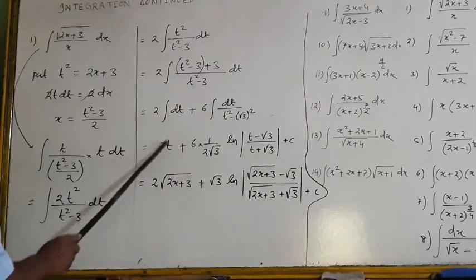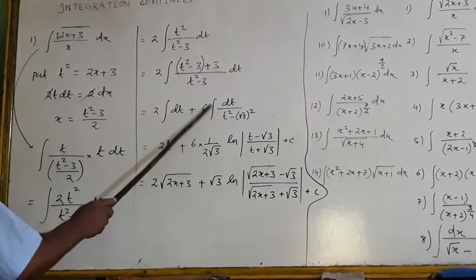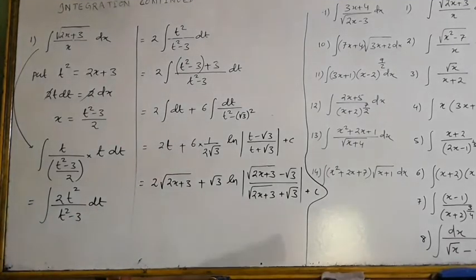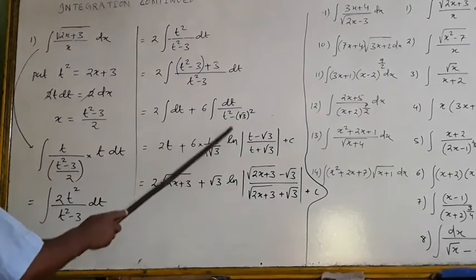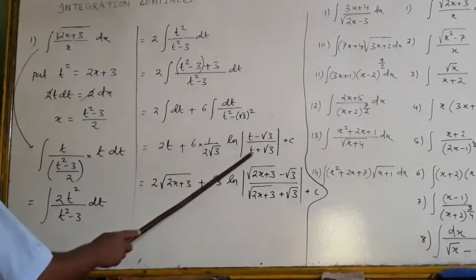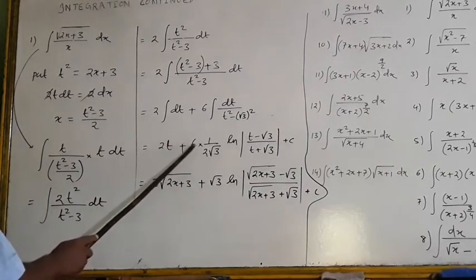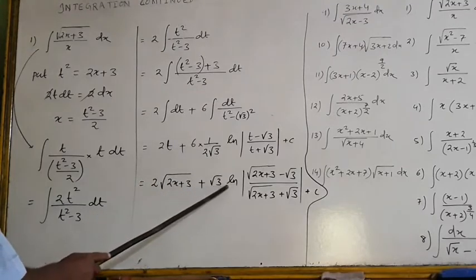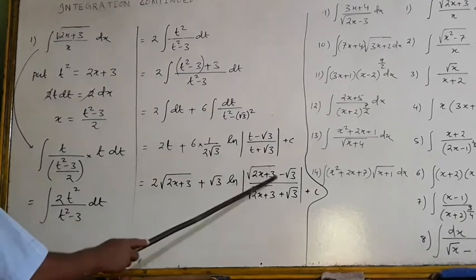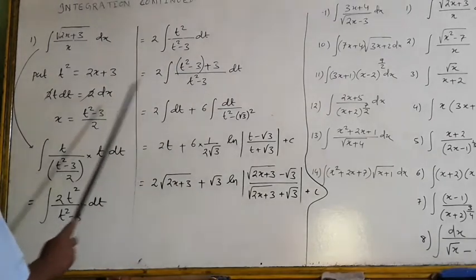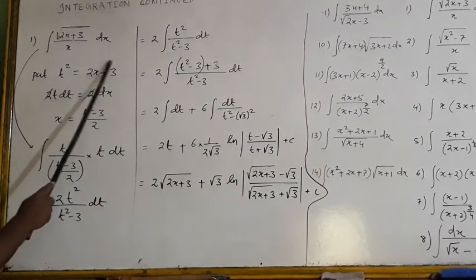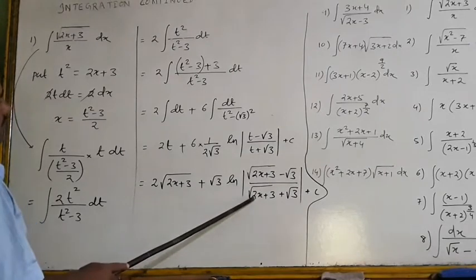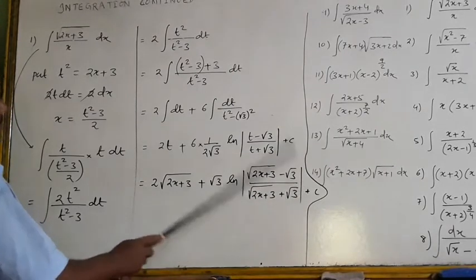It is 2t plus 6. You know the formula dx by x square minus a square. It is 1 by 2a ln of (x minus a) by (x plus a). Here it is 1 by 2 root 3 ln of (t minus root 3) by (t plus root 3). If we cancel, it becomes 3 by root 3, it is root 3 ln. So the answer is 2 root of 2x plus 3 plus root 3 ln of (root of 2x plus 3 minus root 3) by (root of 2x plus 3 plus root 3) plus c. Okay?